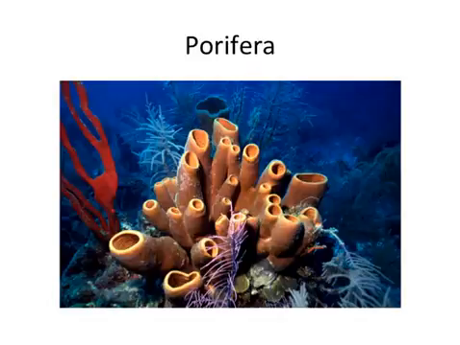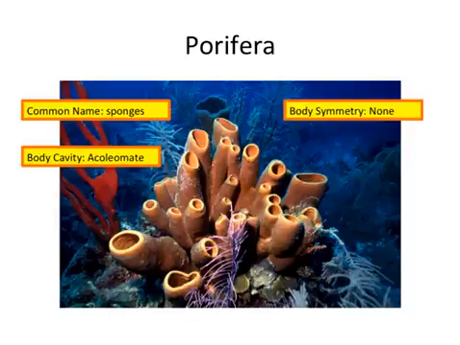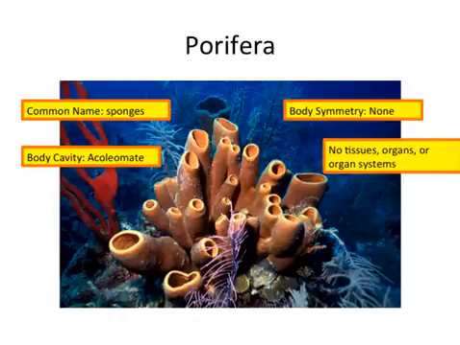Our first animal phyla was phylum Porifera. The common name is sponges. Their body cavity is acoelomate, meaning they do not have a body cavity. That means that there is no real cavity inside of their bodies where organs rest and reside. Their body symmetry, they do not have any, and they have no tissues, organs, or organ systems.